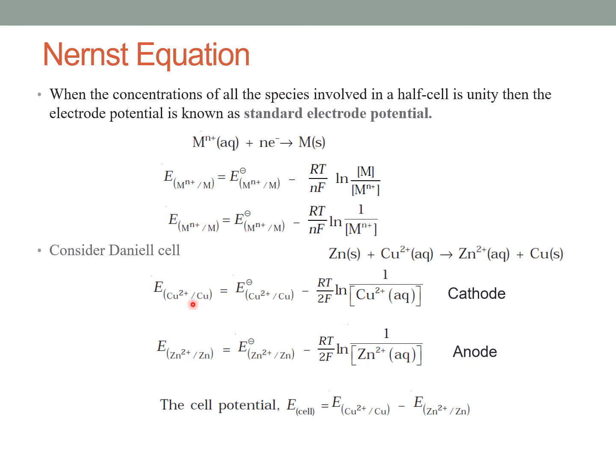These are the electrode potentials for the individual half cells of a Daniell cell. You know that the Daniell cell potential, E cell, equals E right minus E left. We already studied that this is E cathode minus E anode, or E of copper 2 plus/copper minus E of zinc 2 plus/zinc.